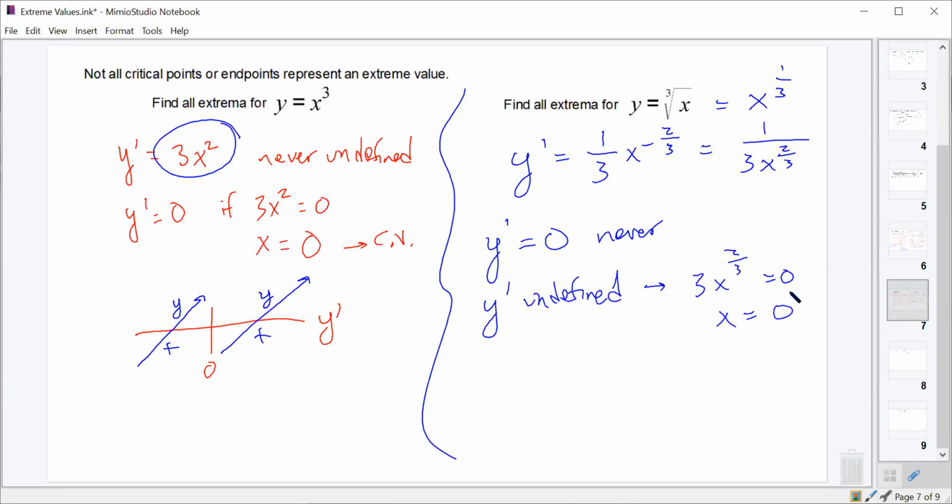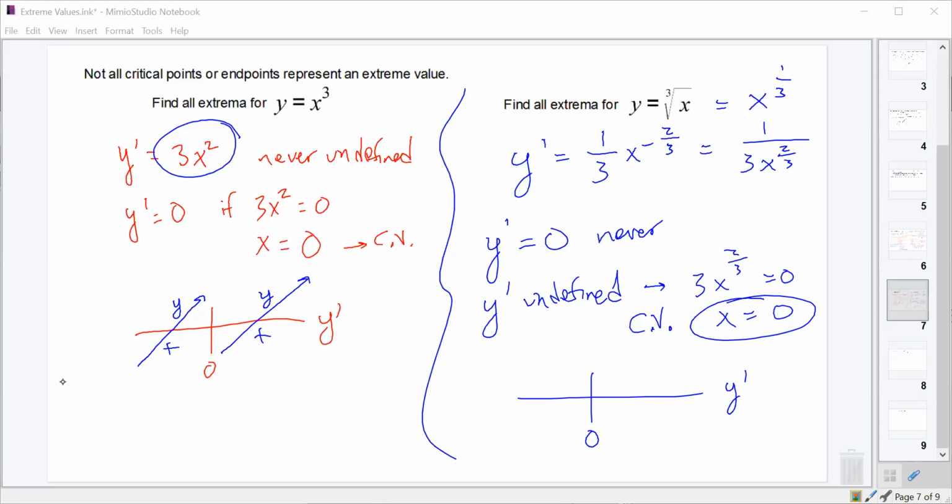Exactly. And so we have one critical value. This is our critical value, and we want to make a sine chart to see if this is an extrema or not. So our sine chart for y prime should show us when we plug in a positive number to our derivative, right? If we plug in a positive, the numerator is positive, and the denominator, when we plug in a positive number and cube root it, we get a positive, and square it, we get a positive, and multiply it by 3, it stays positive. So this is positive, and y is increasing.